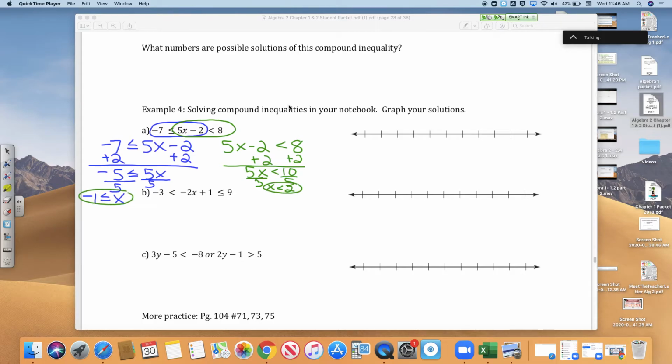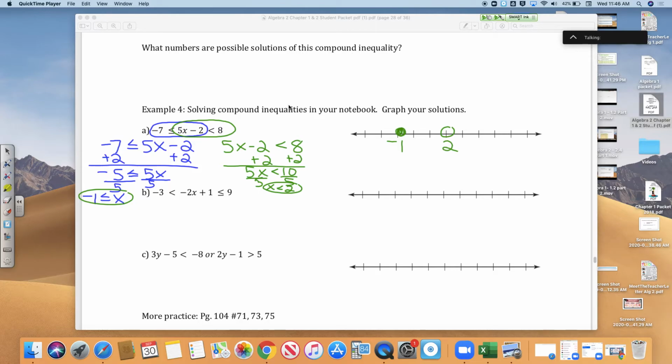Anything greater than or equal to -1 and also anything less than 2. So on my graph, I would need my two endpoints, -1 and 2. For -1, this would be a closed circle. For 2, it would be an open circle. And the reason why is because -1 is a solution, whereas 2 is not a solution.